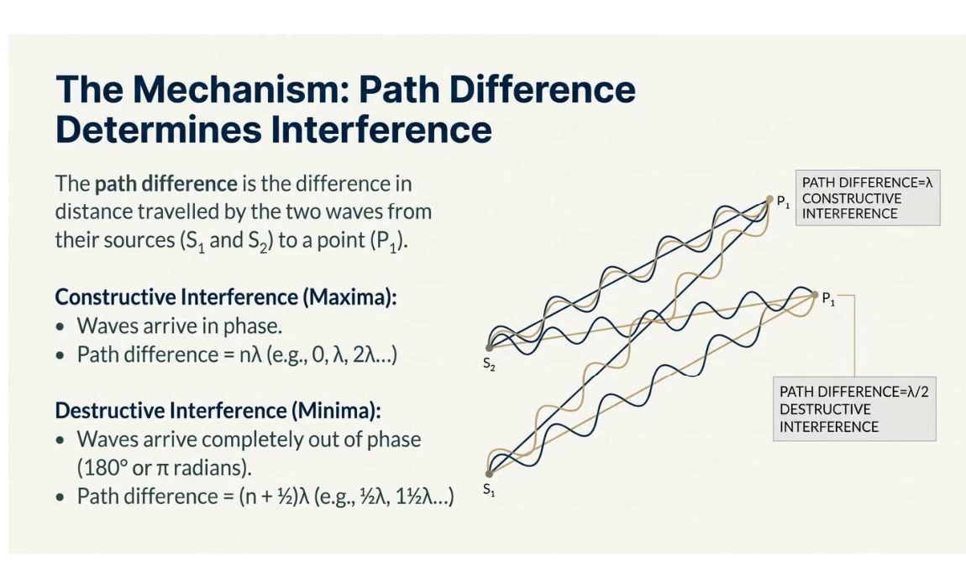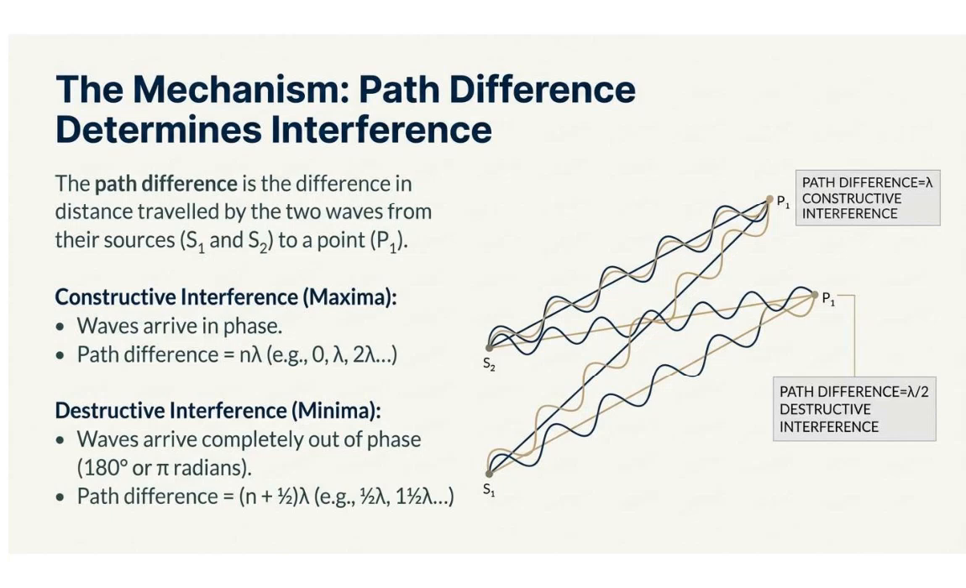On the other hand, when the path difference is an odd multiple of half the wavelength, the waves arrive completely out of phase, meaning one wave's peak aligns with the other's trough. This causes destructive interference, where the waves cancel each other out, leading to a minimum or no signal at that point. The diagram shows these two scenarios clearly.